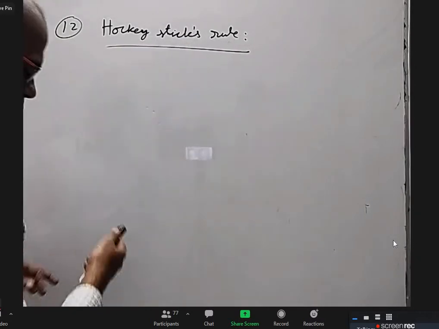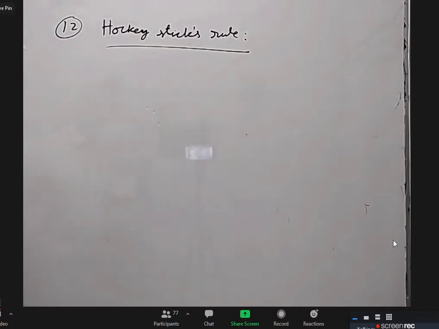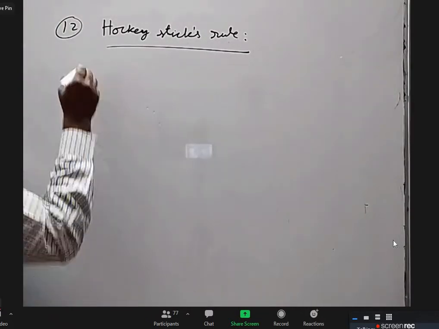Okay, Hockey stick rule. Anyway, in some countries they use this name. In India they don't use it so much. So if you ask somebody what is Hockey stick rule, they may not know. They may know the rules, but they may not know why it's called Hockey stick rule.